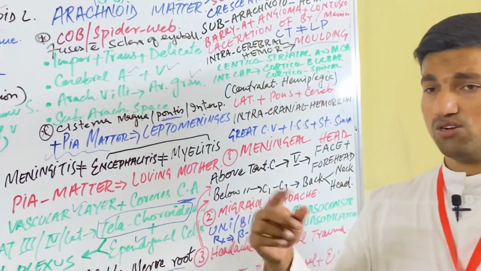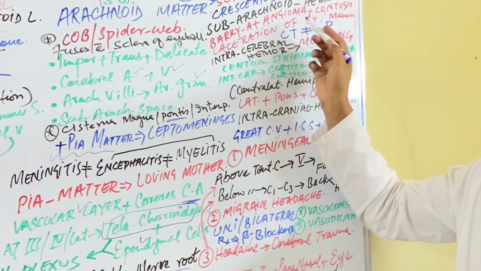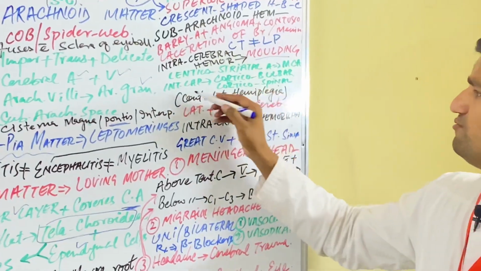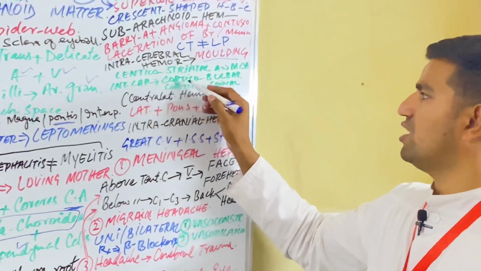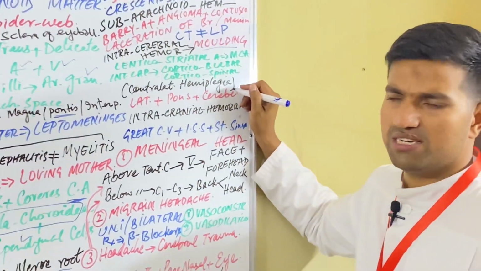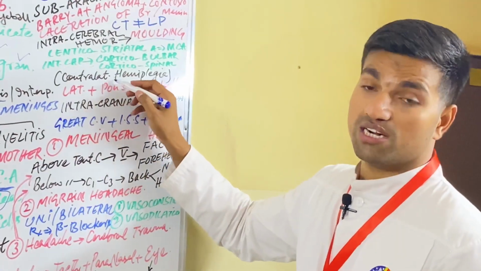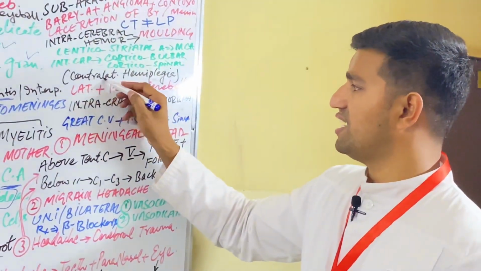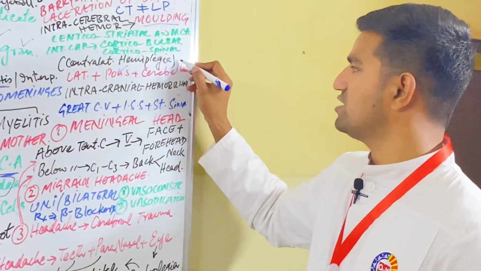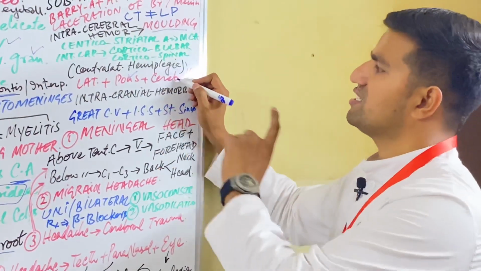So lenticulostriate artery rupture may lead to intracerebral hemorrhage. Due to the internal capsule, the corticobulbar and corticospinal tracts will be damaged. Then it will lead to contralateral hemiplegia. Then lateral ventricle damage, or pons damage, or cerebellar damage may lead to intracerebral hemorrhage.